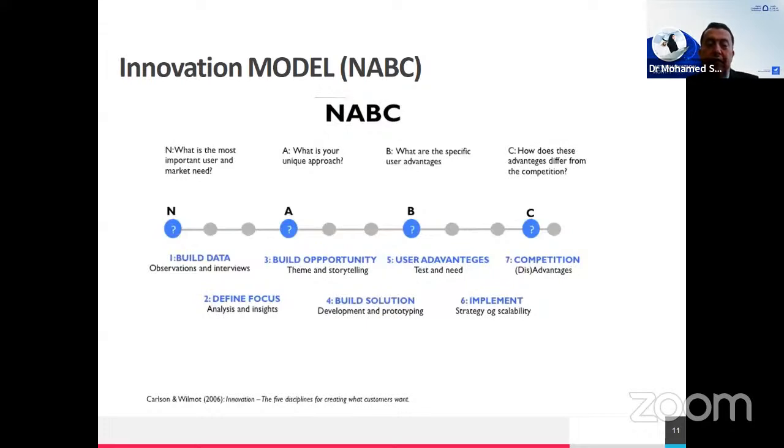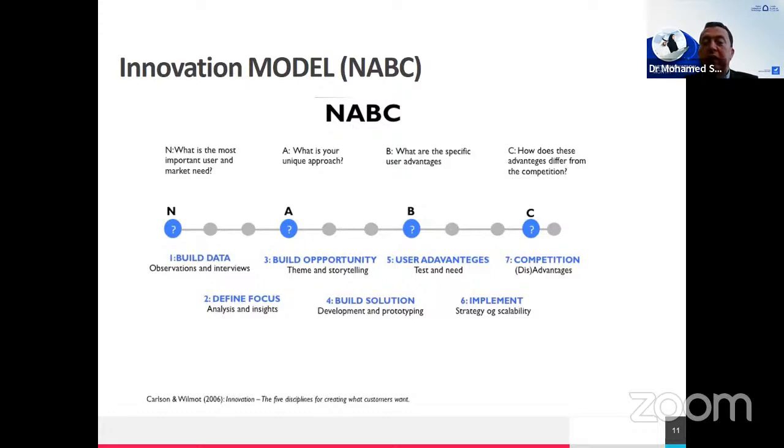Here we have an NABC diagram. First thing is you are building your solution. You are getting the data, building the idea, defining your focus, the scope of your project.